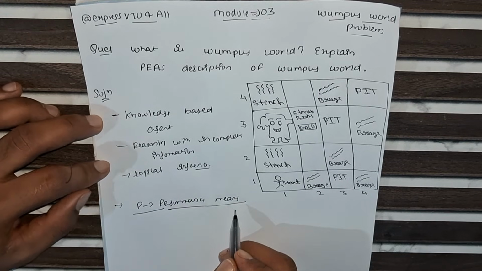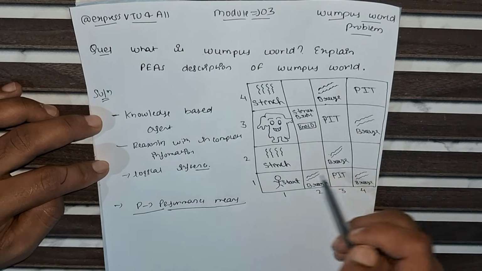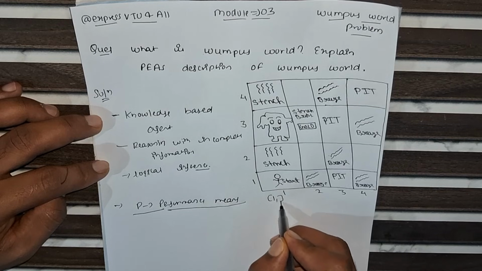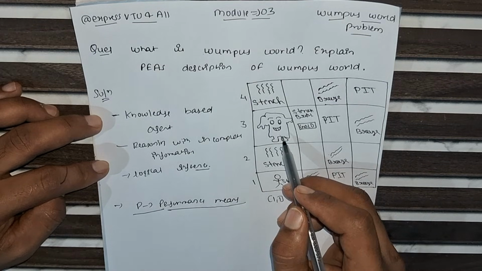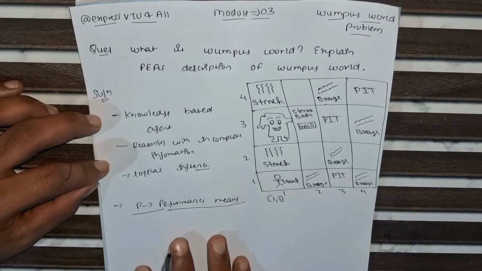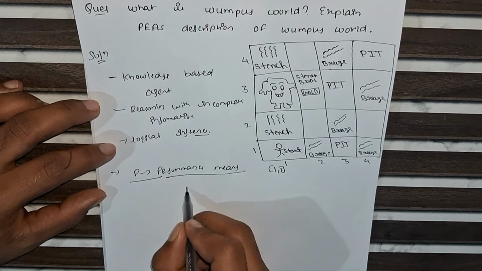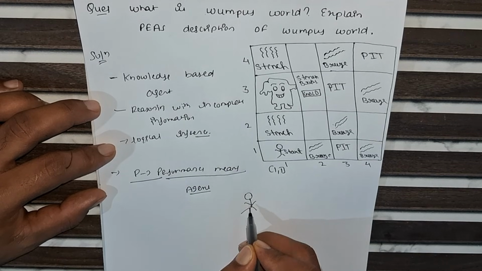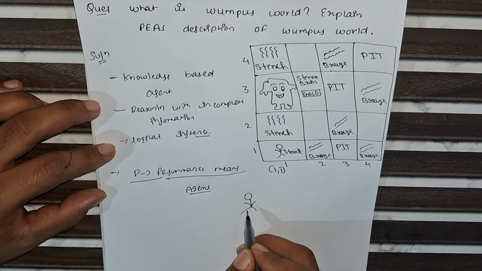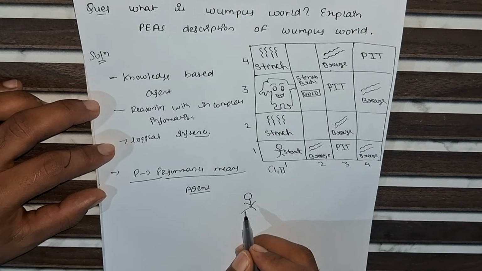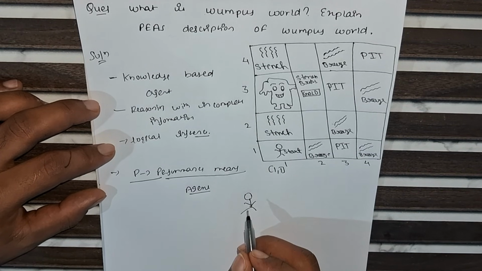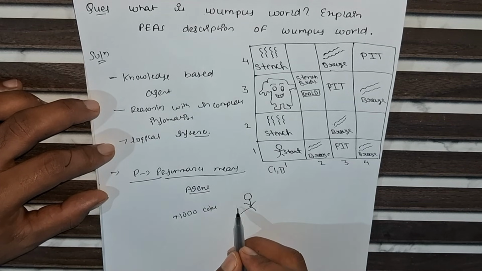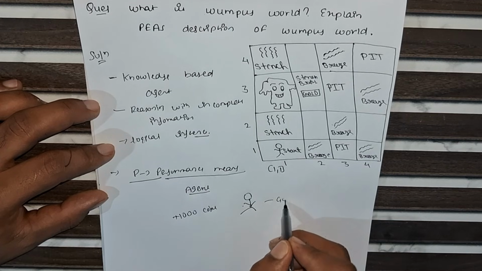So now let us understand it. As you can clearly see, this is a 4x4 grid. This is the agent which is standing in 1,1 and this is the Wumpus. The things that come under performance measure belong to the agent. In performance measure, 1000 coins will be rewarded if the agent comes out of the cave with gold, meaning plus 1000 coins is rewarded if the agent comes out with the gold.